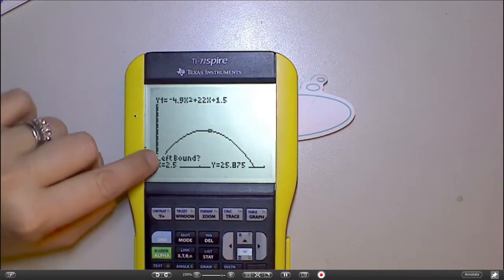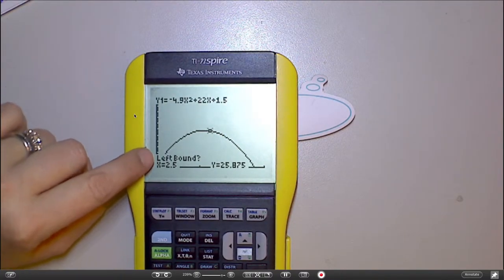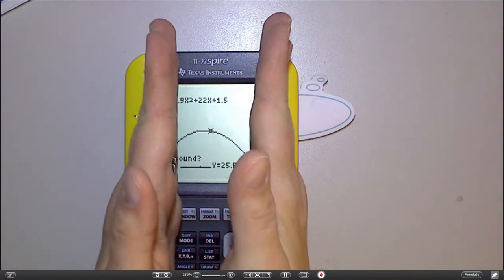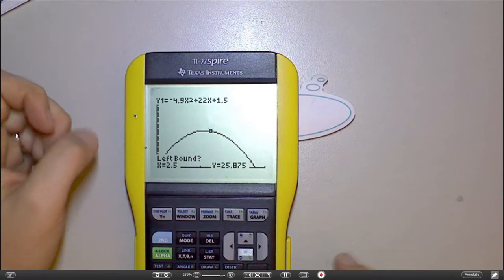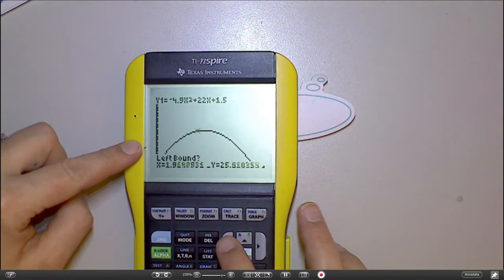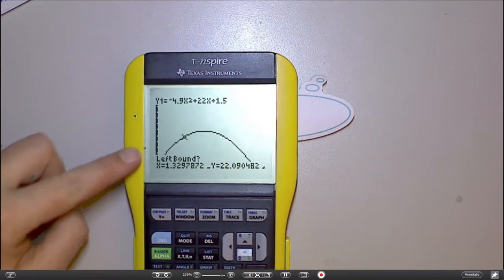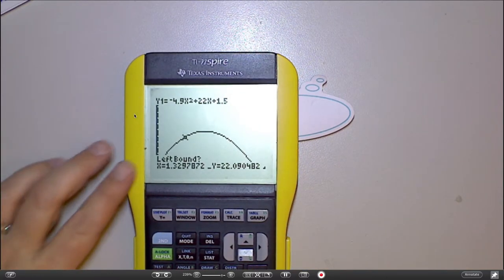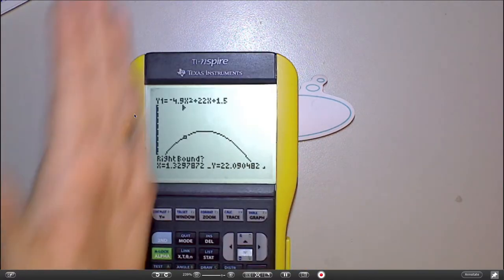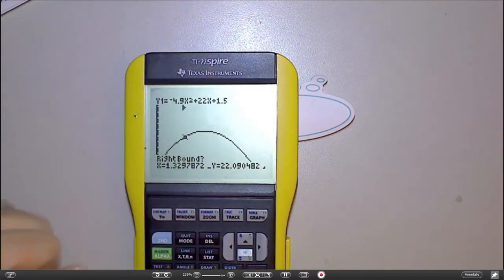When I hit Enter, this question comes up that says left bound. What you're trying to do is tell your calculator, look between here and here. You're setting the boundaries for your calculator. So when it says left bound, you want to move your little blinky cursor somewhere to the left of the bump. It doesn't matter how far down you go. Just go somewhere to the left and hit Enter. You'll see this little arrow pop up. So that's your calculator's way of setting its own boundary right there.